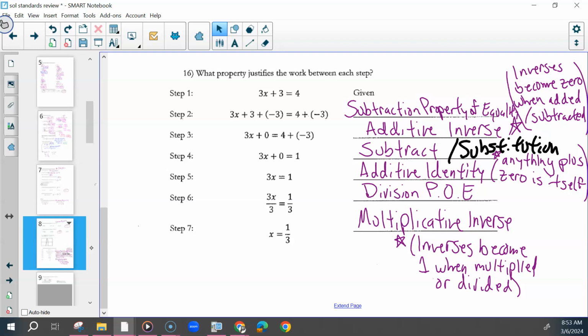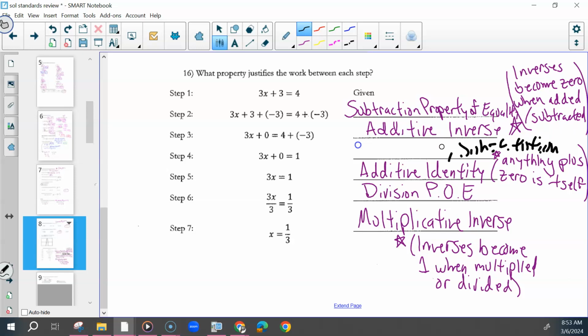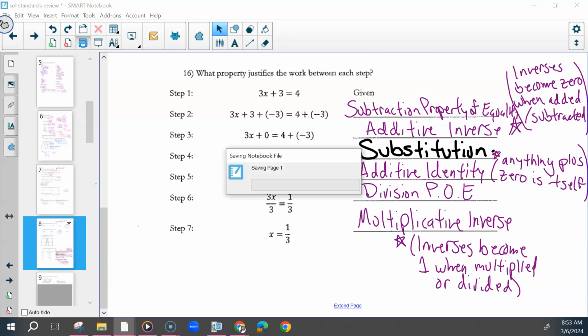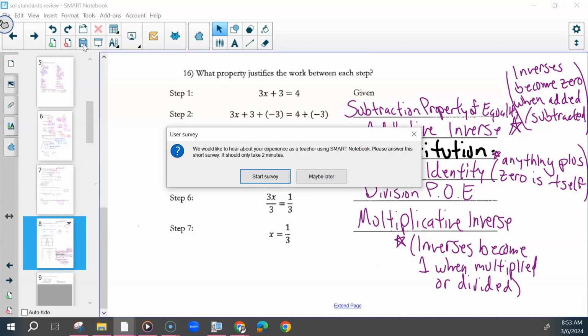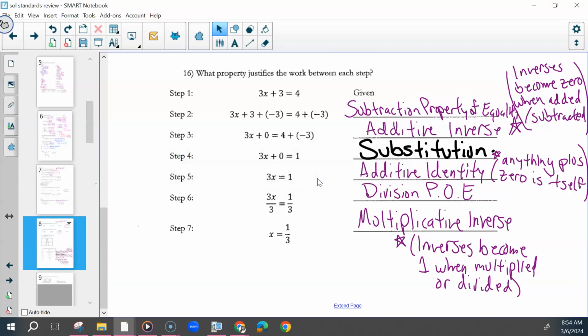Don't put the subtract. Step 4 to step 5, additive identity. Step 5 to step 6, division property of equality, or POE. Step 6 to step 7, multiplicative inverse. That was one that could not be done in Desmos. You have to know these properties.